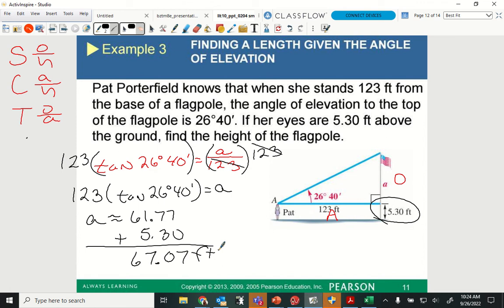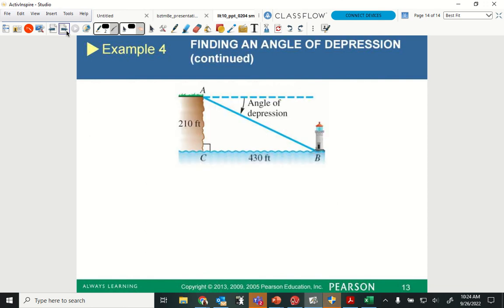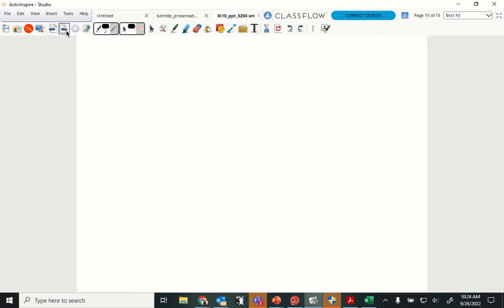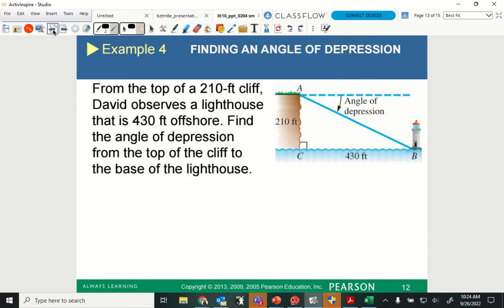You guys feel pretty good about this? I know it's a lot. You gotta just keep on it. Plug it into the calculator, just keep chugging along. Some of these are longer than others, like the ones we did on Friday. So this is another one that has angle of depression. I'm gonna set up this one, but I'm not gonna solve it because I want you guys to have time to work on this.